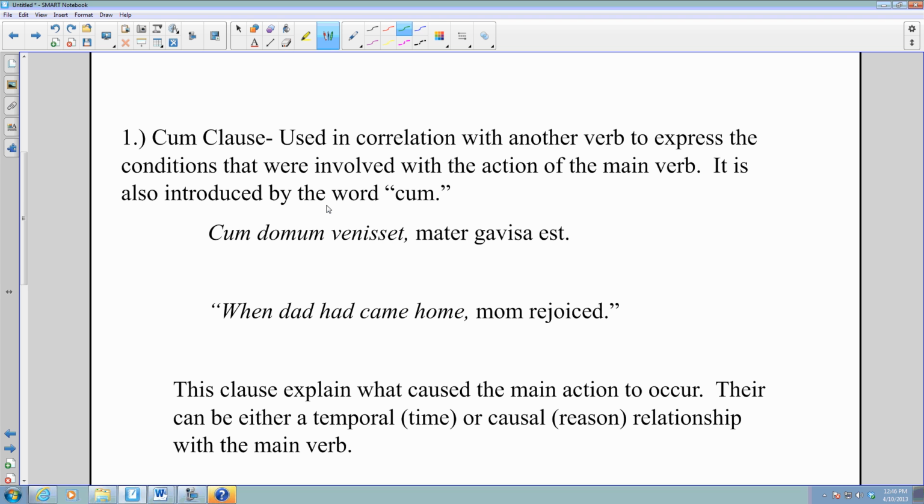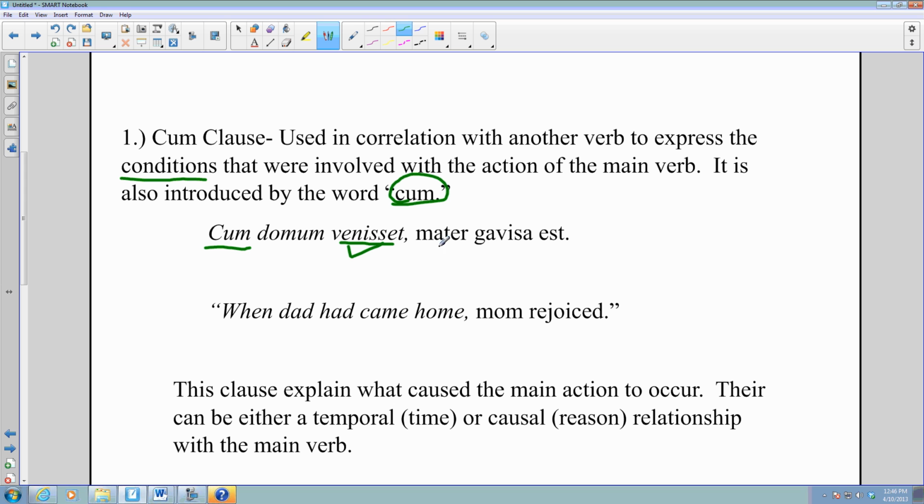What is a cum clause? A cum clause is used in correlation with another verb to express the conditions that were involved with the action of the main verb. It is also introduced by the word cum. You're going to have that word cum every time you have a cum clause. As you can see in this sentence, we have the introduction of cum. Then we have what kind of subjunctive there? We have a perfect infinitive plus a personal ending. Perfect infinitive plus a personal ending equals the pluperfect subjunctive.